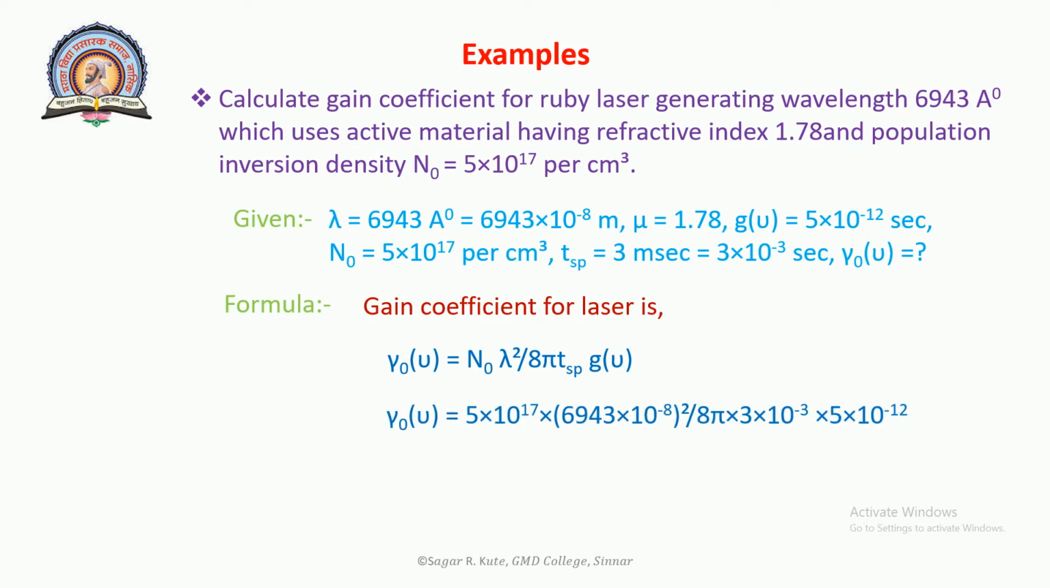Gamma 0 mu is equal to 5 into 10 raised to 17 into (6943 into 10 raised to minus 10) square upon 8 into 3.14 into 3 into 10 raised to minus 3 into 5 into 10 raised to minus 12. Solve this equation and we will get value of gamma 0 into mu is equal to 0.159. This will be the answer.